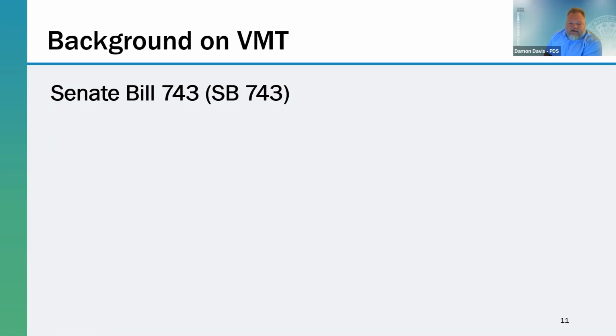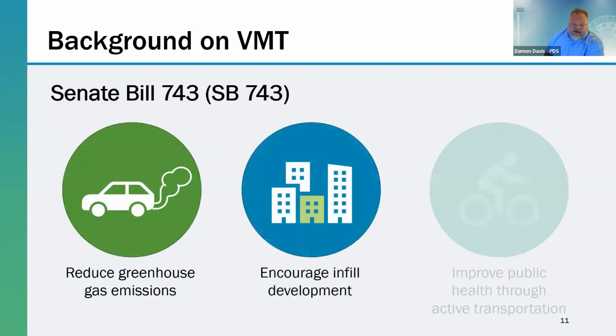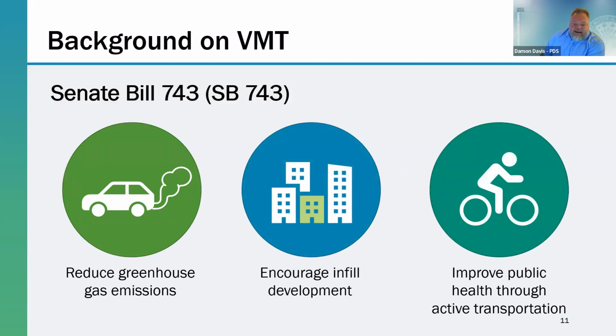So just a real quick background on Senate Bill 743 and VMT. It was signed into law in 2013, and it changed how jurisdictions analyze transportation impacts from development projects under the California Environmental Quality Act, or CEQA. Each jurisdiction was required to adopt VMT legislation by July 1 of 2020. The intent of the legislation was to balance the needs of traffic congestion and align them with statewide goals to reduce GHG, to encourage infill development, and to improve public health through active transportation.